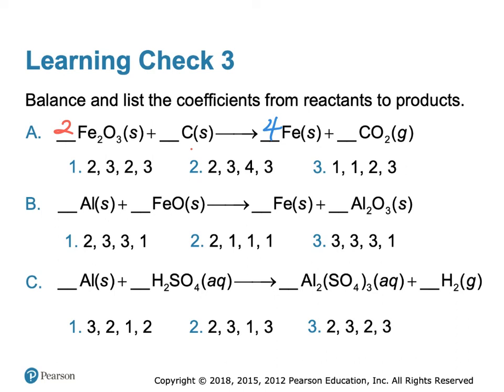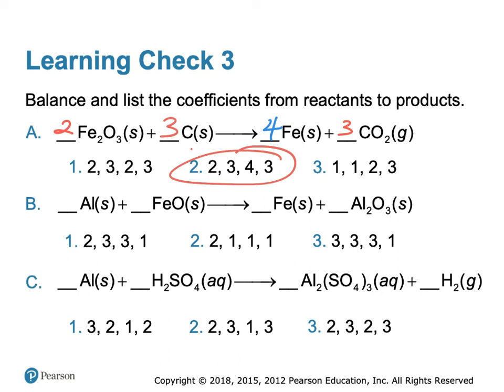All right, and then if I want to balance my oxygens, I need to put a 3 in front of the carbon dioxide, and then I can put a 3 in front of the carbon. So our answer choice is going to be choice 2. 2, 3, 4, 3. Let's look at the next one.